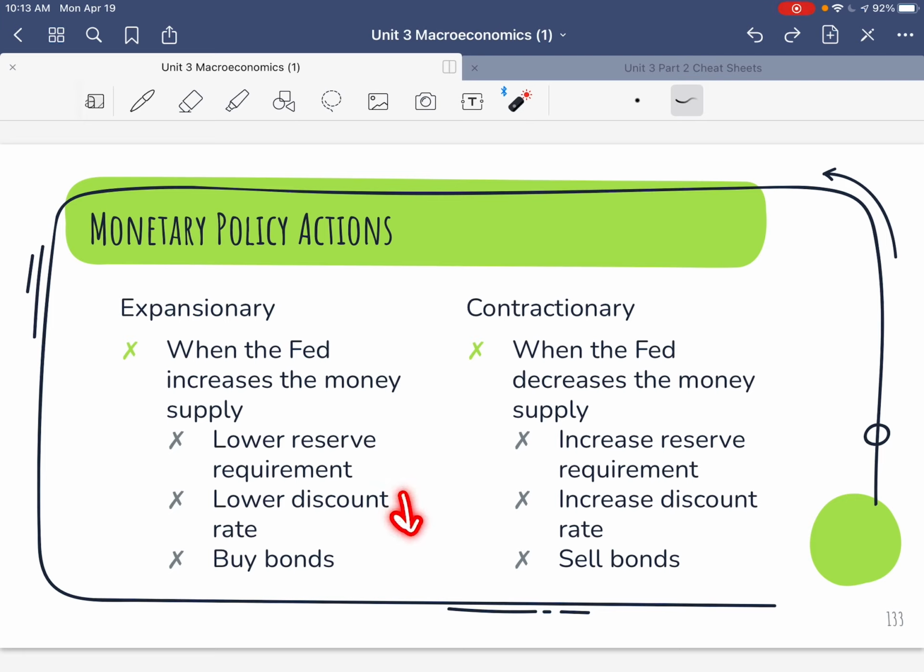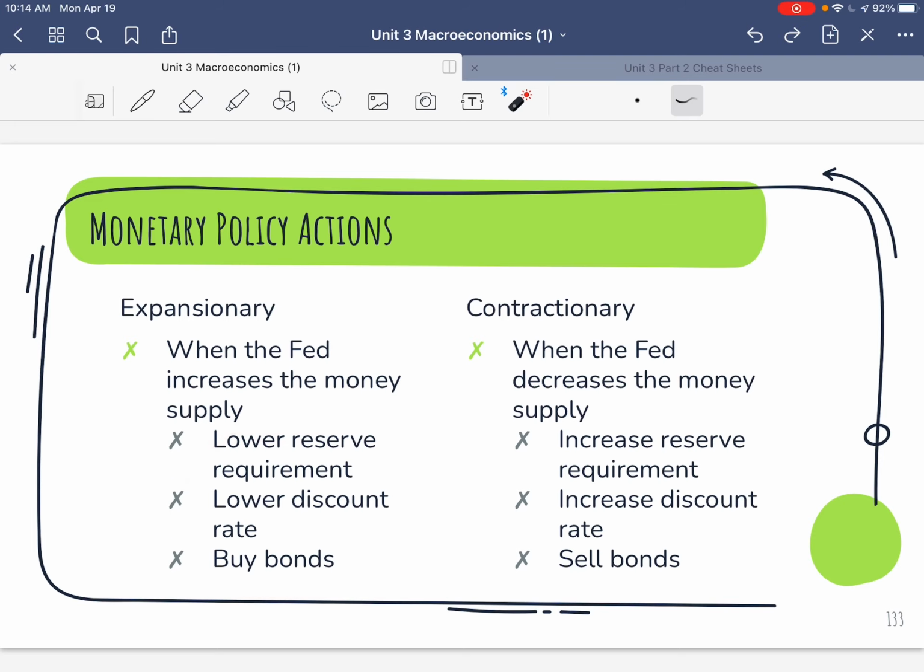The Federal Reserve can also lower the discount rate, and that is the rate at which the Fed charges banks to borrow money. So if that rate is lower, then banks charge their customers lower as well, and that would increase the amount of loans, triggering that money multiplier effect, more money created. Or the Federal Reserve can buy bonds. So citizens have bonds that they've invested in. The Federal Reserve can buy those bonds back, giving the citizens money and increasing the amount of money available in the citizenship. Okay? So those are the three options for expansionary.